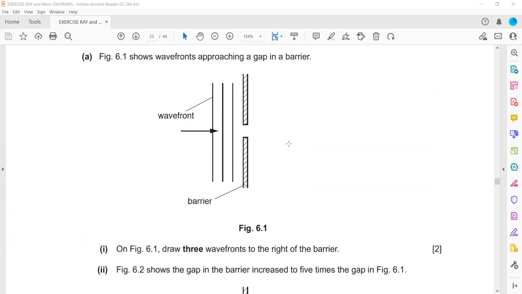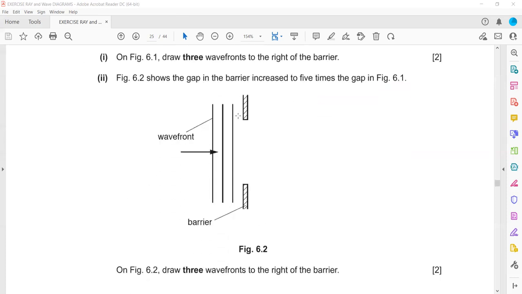Figure 6.1 shows a wavefront approaching a gap. Again, what you have to do is check the measurement using a ruler. The wavelength and the gap appear the same. If it is the same, you will show maximum diffraction. Draw three different wavefronts, so one maximum diffraction we have to show: 1, 2, 3. Then figure 6.2 shows the gap increased 5 times. In the next image, this gap is increased 5 times.